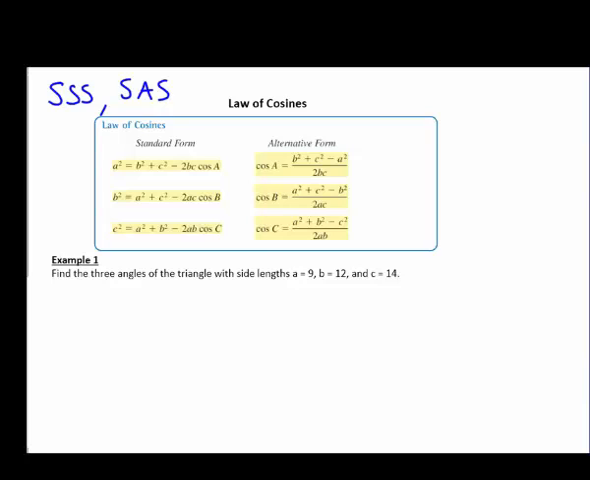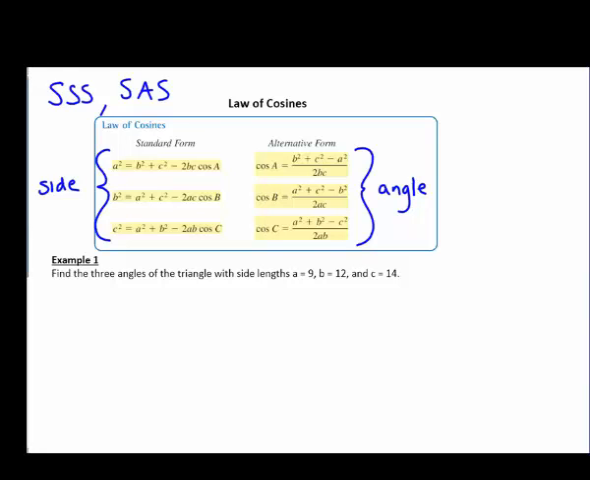The original law of cosines is your standard form, and we use that when we are trying to find a side length. Okay, but then we have an alternative form, which makes it a lot easier when we are trying to find an angle measure. You could use the standard form to find the angle measure, but then you have to do a lot of inverse operations, and that can get a little hairy. So if you're finding an angle measure, you may as well just use the alternative form of the law of cosines. Okay, so let's take a look at example number 1.